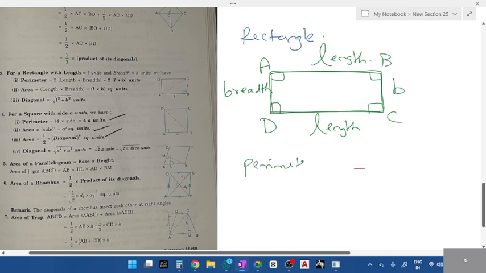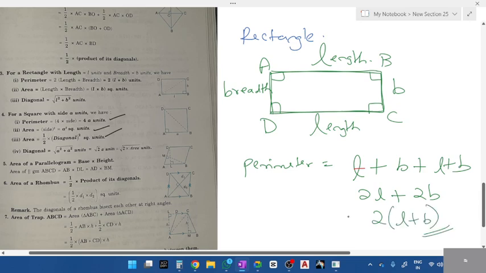What is perimeter? Don't look at the formula. What do you mean by perimeter? Add all four: L plus B plus L plus B. How many L's do we have? 2L plus 2B. What is common? 2. Can you see the formula? 2 into L plus B. Is it clear? That's it. So just imagine a rectangle. It is very easy to write the formulas. Perimeter is 2 into L plus B. Don't write 2 into L into B. That is wrong. Don't multiply. In exam, definitely you might get confused.